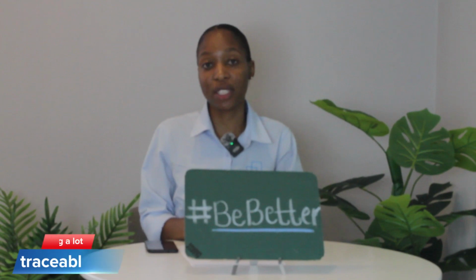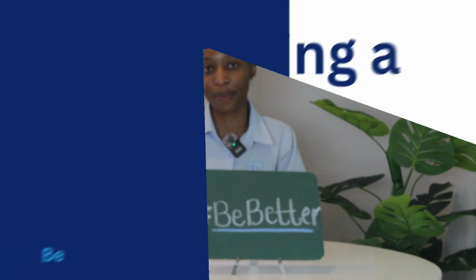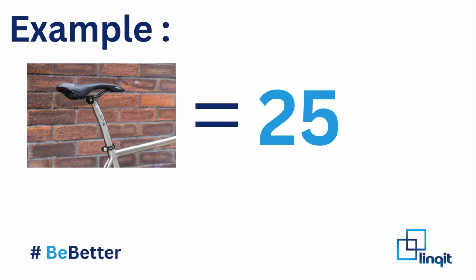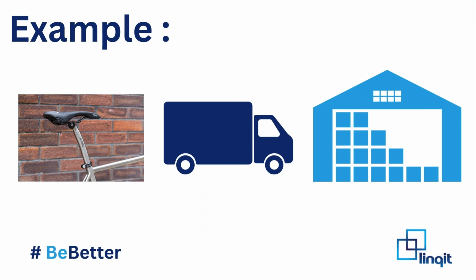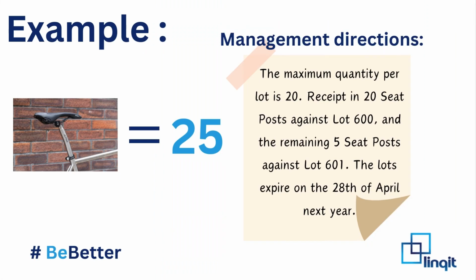This is how you would receive a lot traceable item. Let's say, for example, 25 titanium seed posts have been delivered to your warehouse from the supplier and have been officially logged into inventory. In accordance with the management's directive, the maximum quantity per lot is set at 20. Therefore, 20 seed posts are received under lot 600, while the remaining 5 seed posts are assigned to lot 601. It's noted that both lots are set to expire on the 28th of April next year.